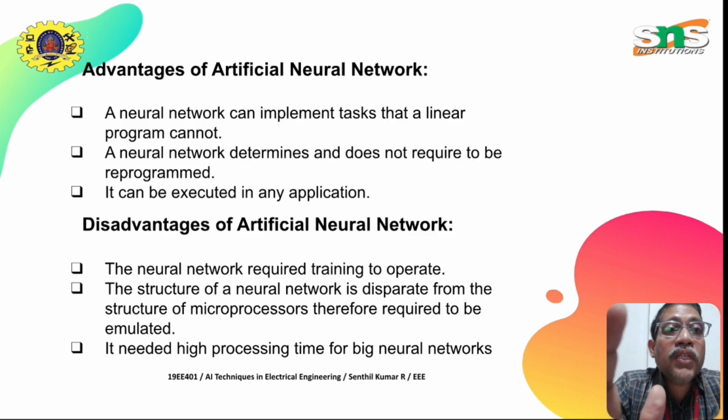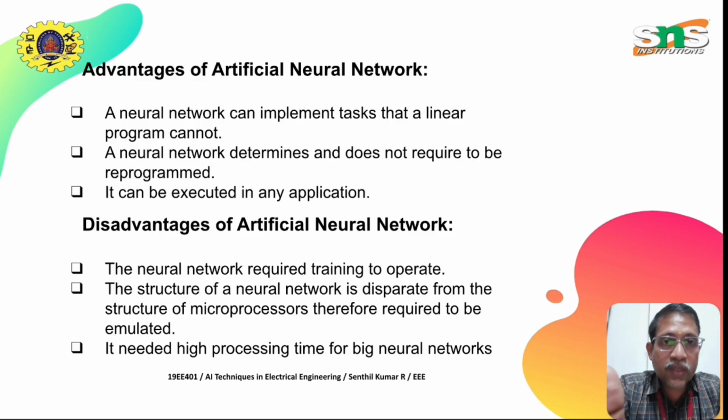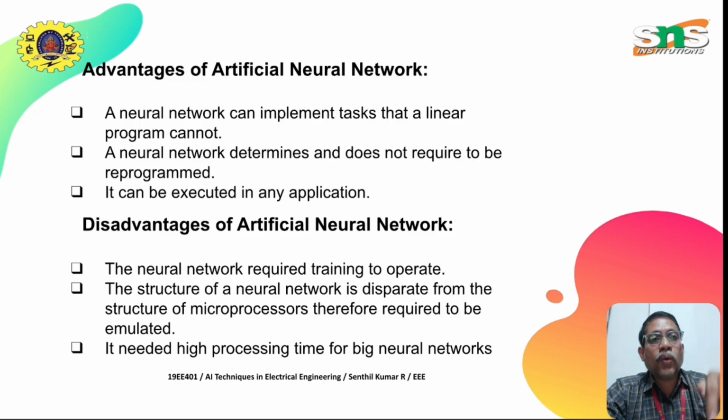Now let me see the advantages and the disadvantages of the artificial neural network architecture. An advantage is that we can implement the task in a linear program control, since there is the input, hidden layers, and the output. Therefore, it is a linear program control, and therefore no reprogramming is required, and it can be executed in any application. The very good applications, let me see in the next video series.